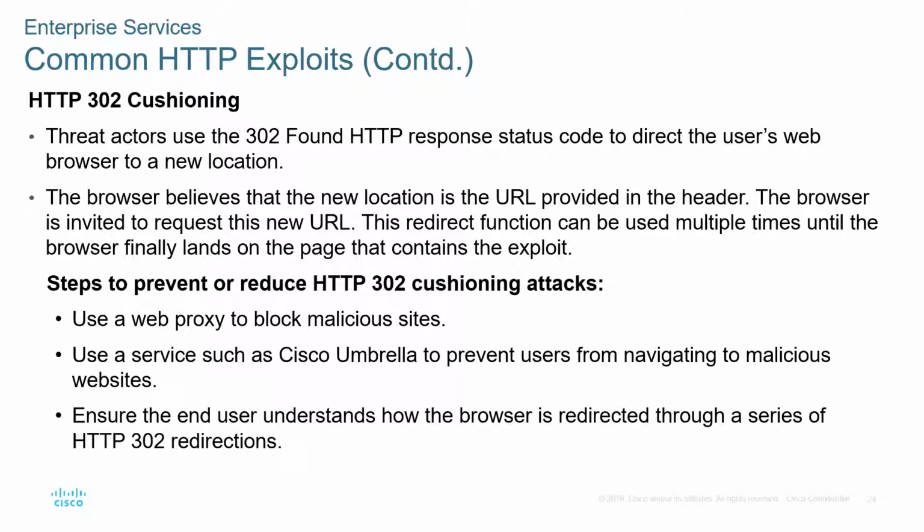So you may have seen this before as you're browsing through the internet, and then suddenly the web page just keeps refreshing, and you end up landing on a malicious site. In order to prevent or reduce that, there again, using a web proxy is great. You can block malicious sites. You can use a service such as Cisco Umbrella in order to prevent users from navigating to malicious websites. And you can also ensure the end user knows how the browser is being redirected through multiple things. So if you start seeing a bunch of redirects, close the browser.